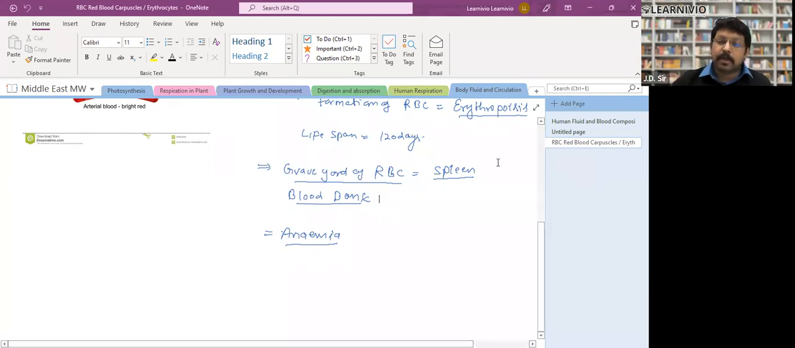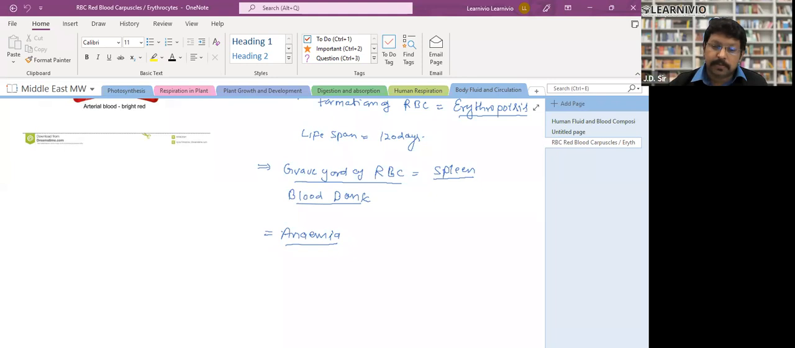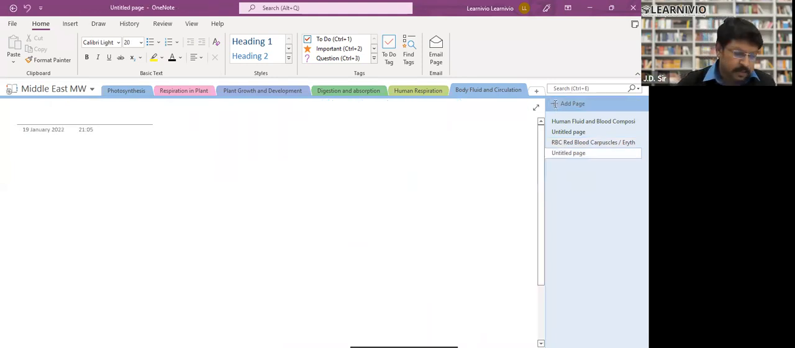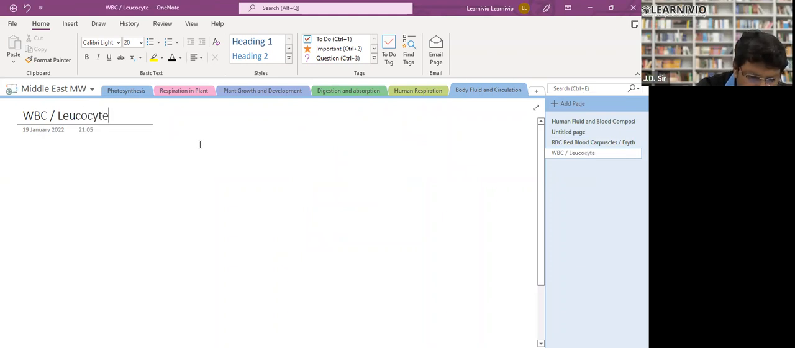Now let's start with the WBC, right? So the second topic is we are going to start with the WBC, and WBC are also called leukocytes. So white blood capsules or leukocyte.